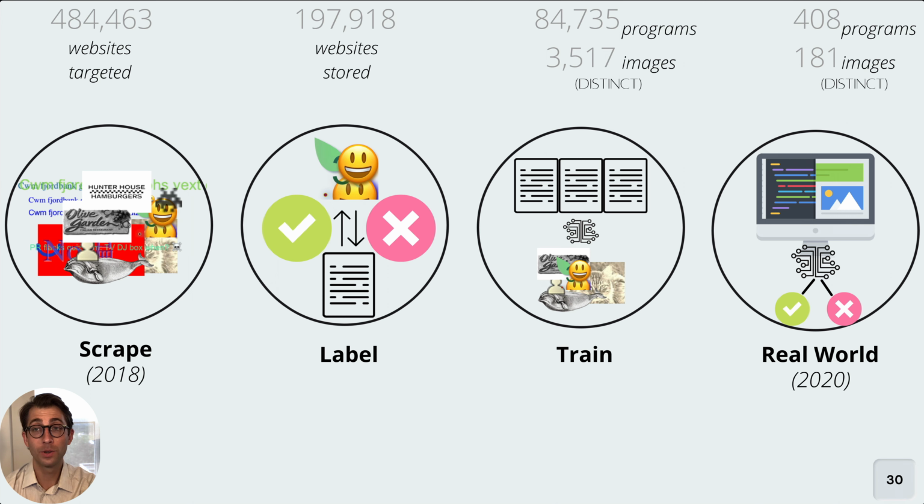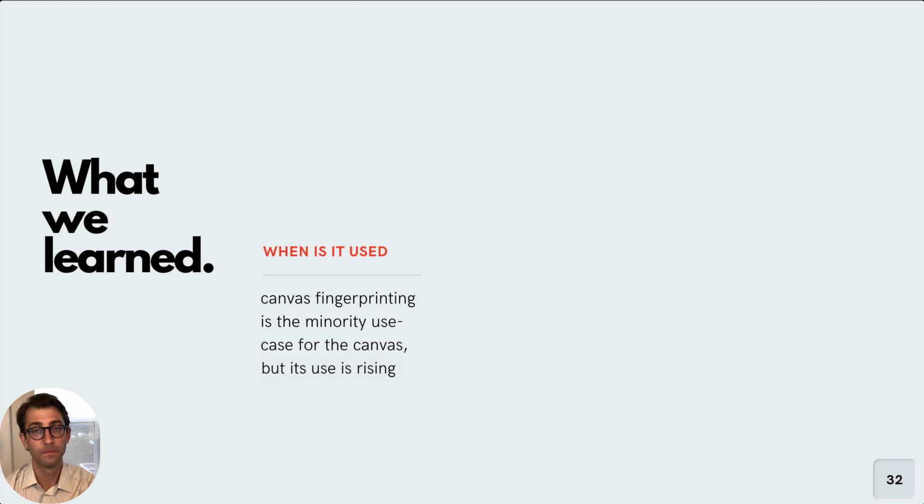To assess how well our models would behave in the real world, we rescraped the web in 2020. We pulled down 408 programs and 181 canvas images, and then used this new data to assess our model's performance. Before diving into the results of that performance, because we scraped nearly 500,000 websites, we were able to assess the state of the canvas on the web. I'll next discuss a few of our measurement insights.